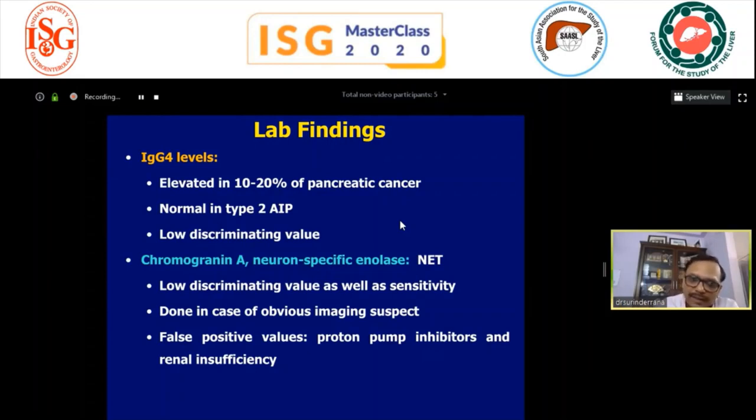And then there are other set of markers like chromogranin and neuron-specific enolase, which are markers for neuroendocrine tumor. Again, they suffer from the same problem. They have a low discriminating value as well as sensitivity. So they are done only when your imaging is suspecting it to be a neuroendocrine tumor. And then we all are aware that they can have falsely elevated values in patients who are taking proton pump inhibitors and renal insufficiency. So broadly, we don't have any blood marker which can help in differential diagnosis.